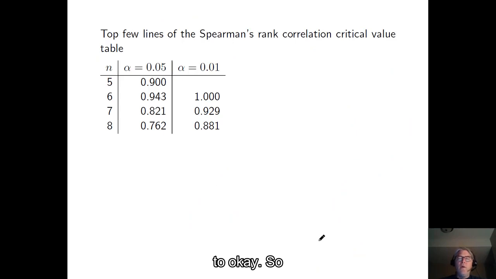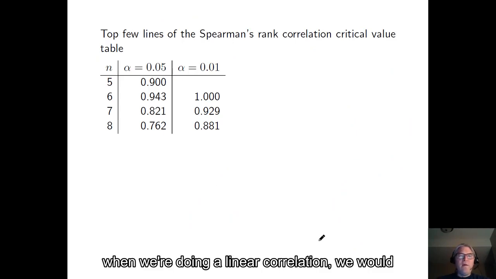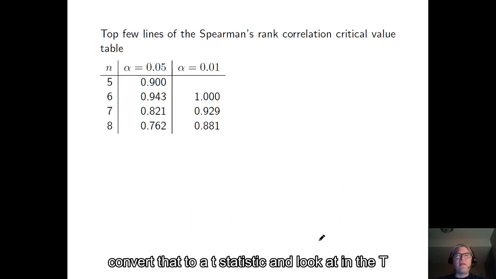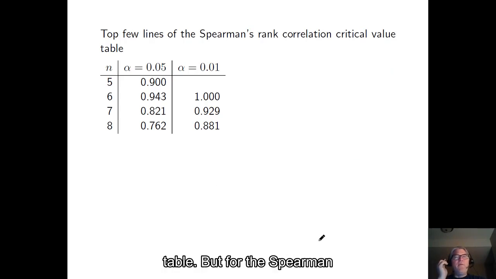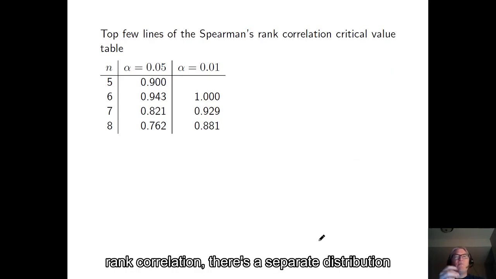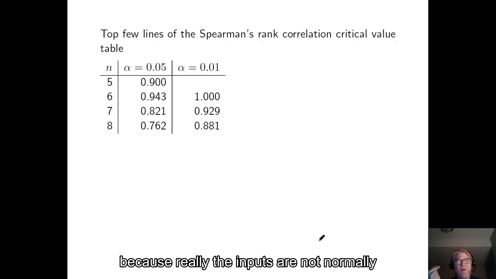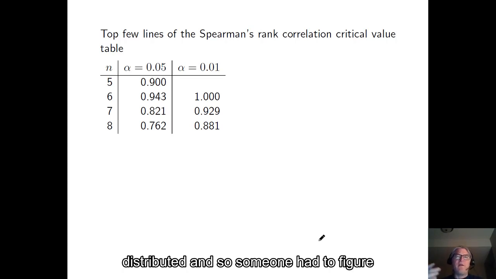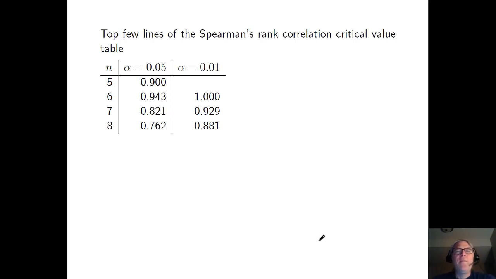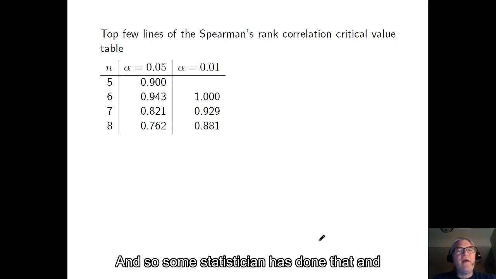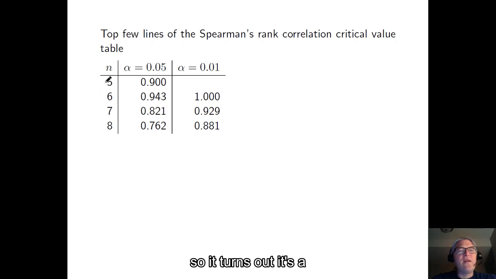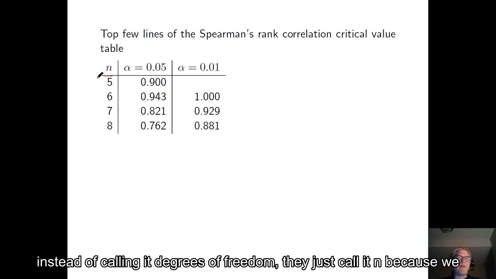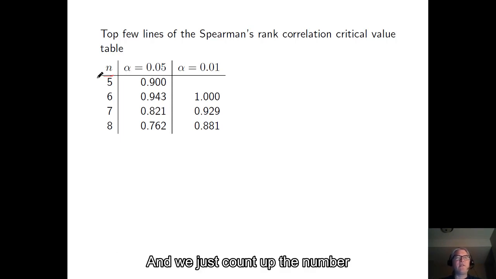Okay, so when we're doing a linear correlation, we would convert that to a t-statistic and look at it in the t-table. But for the Spearman rank correlation, there's a separate distribution because really the inputs are not normally distributed. And so someone had to figure out what the null distribution for the rank correlation of ranks is. And so some statistician has done that. And so it turns out it's a table that instead of calling it degrees of freedom, they just call it n because we don't subtract anything. We just count up the number of pairs of data points.